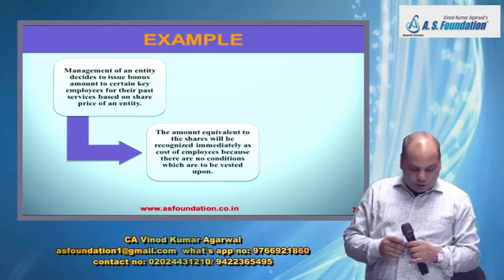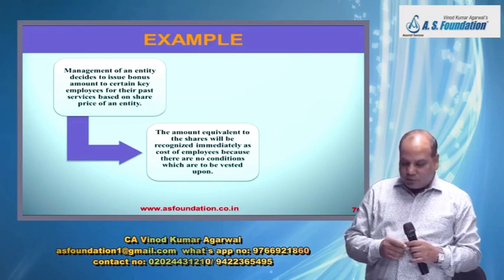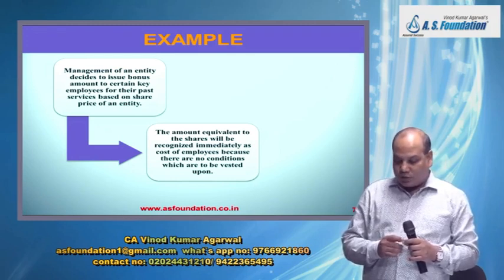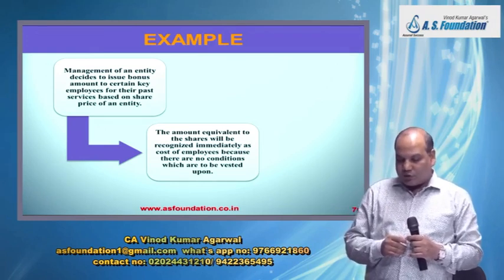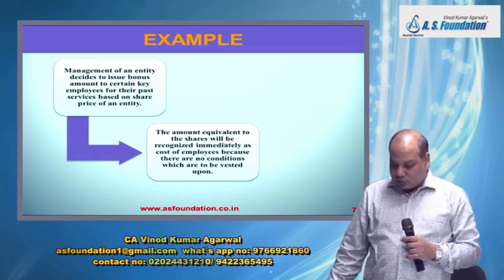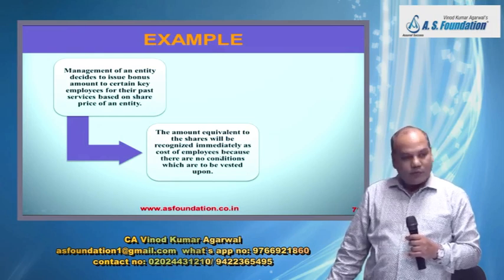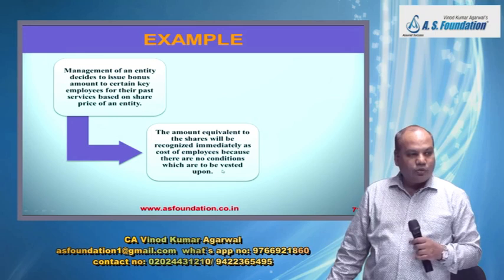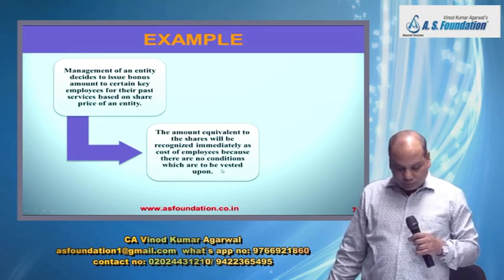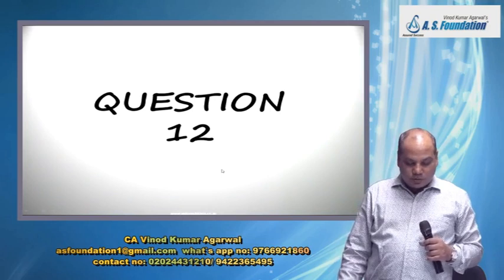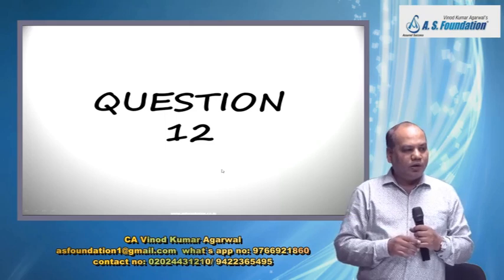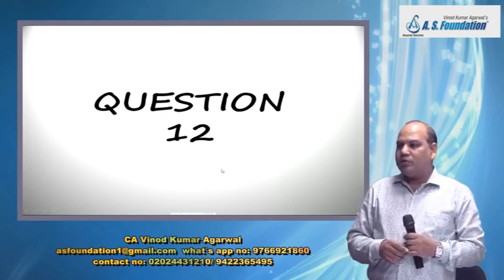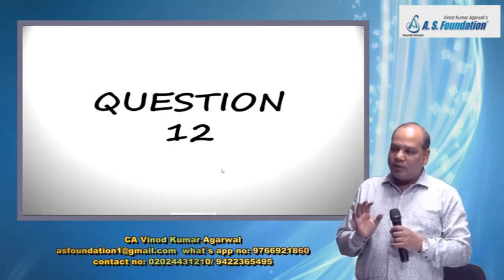Example printed below, point number 2, 8.2. Management of an entity decides to issue bonus amount to certain key employees for their past service based on the share price of the entity. The amount equivalent to the share will be recognized immediately as cost of employees because there are no conditions which are to be vested upon. So while solving the questions, one has to really check whether any vesting condition is to be fulfilled or not. If not, calculate the amount, recognize it immediately.